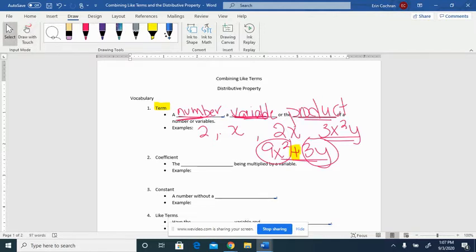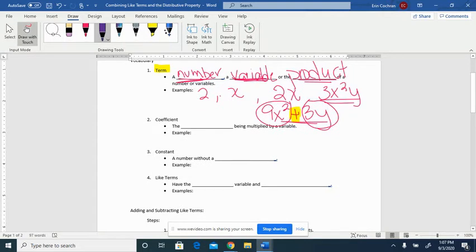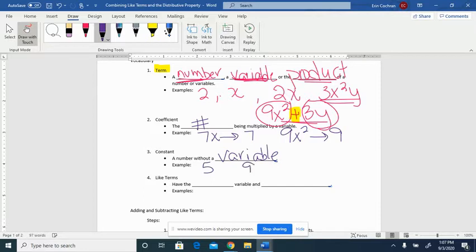Okay? A coefficient is the number being multiplied by a variable. So if we have 7x, the coefficient would be 7. If we had 9x squared, the coefficient would be 9. Okay? A constant is a number without a variable. So just like 5, 9.